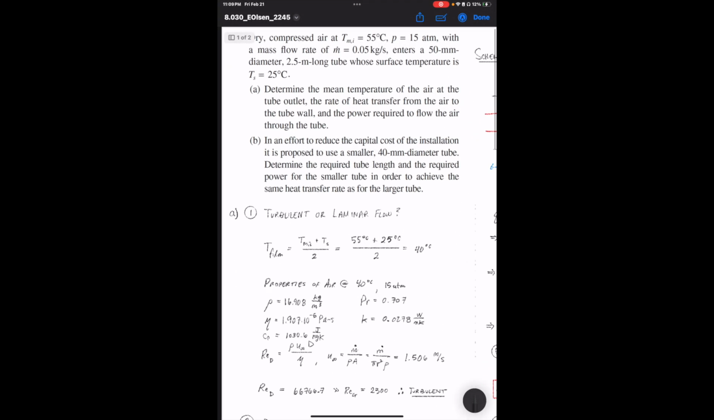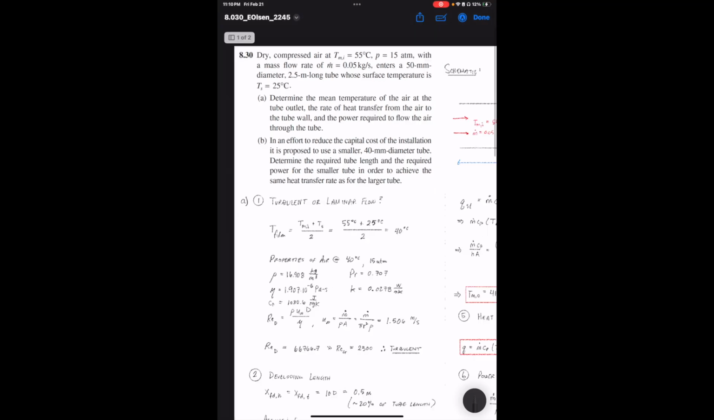And for part B, it says, in an effort to reduce the capital cost of the installation, it's proposed to use a smaller 40 millimeter diameter tube, and we need to determine the required tube length and the required power for the smaller tube in order to achieve the same heat transfer rate for the larger tube.